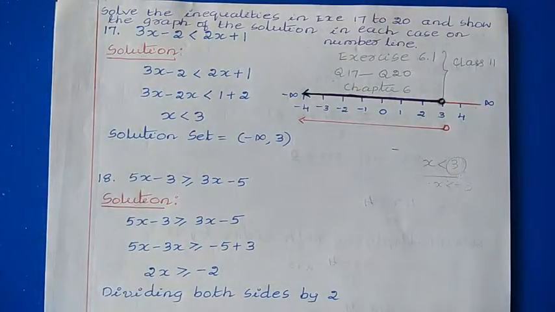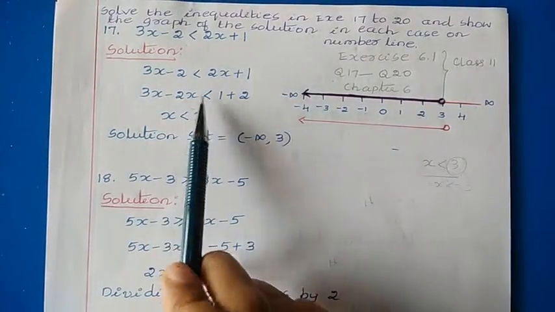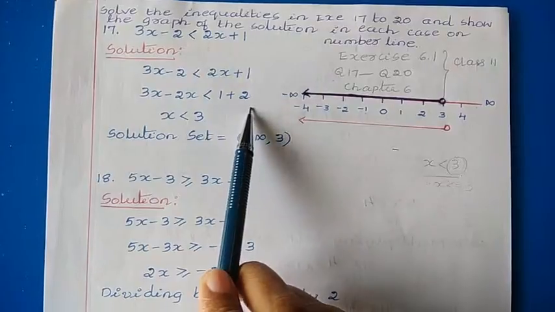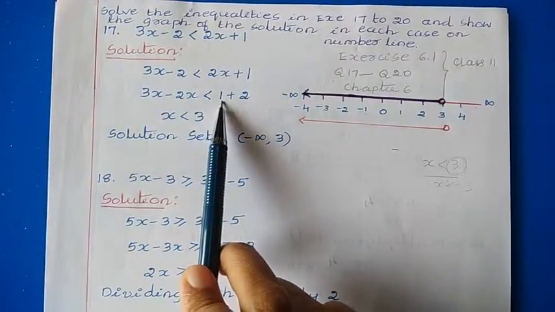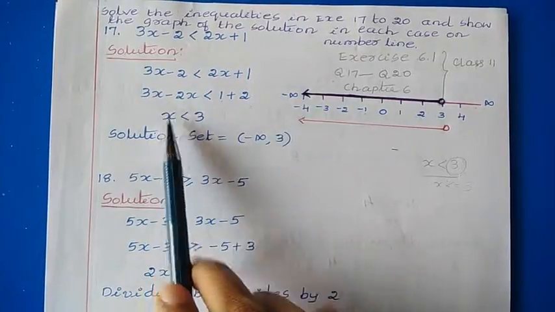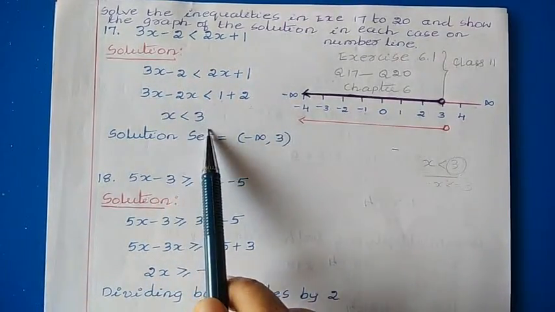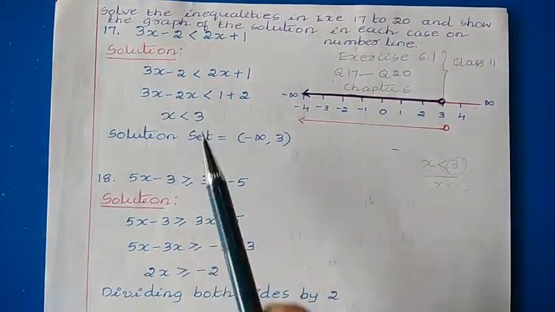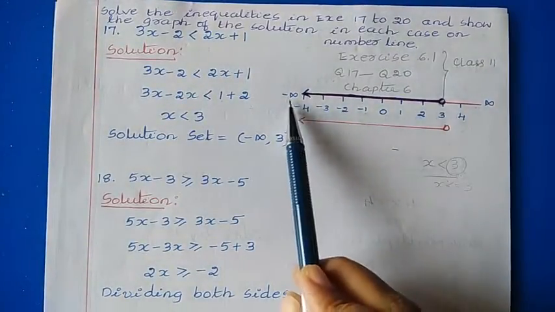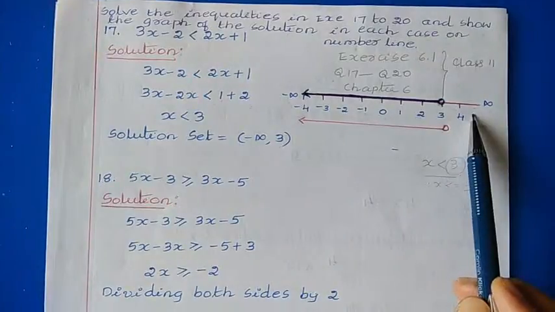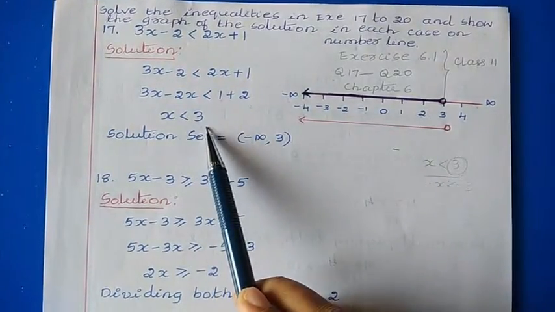See, the 17th problem: 3x minus 2 is less than 2x plus 1. Here bring the x terms together and the values together. So 3x minus 2x is less than 1 plus 2, that is x is less than 3. Now let us take a number line where we have plus infinity and minus infinity, and in between we have the values. x is less than 3.